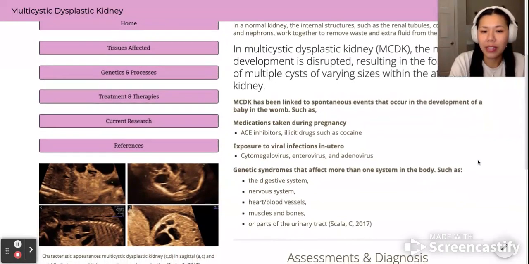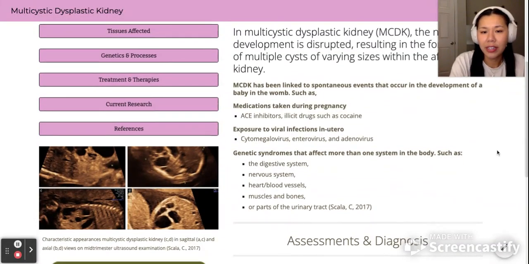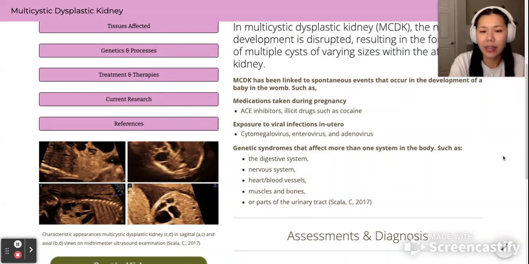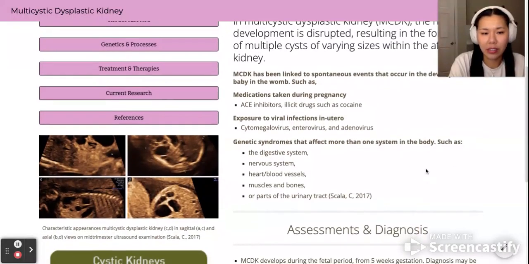While the cause of MCDK is unknown, it has been linked to certain spontaneous events that occur in the development of a baby in the womb during that embryogenesis stage. This can include medications taken during pregnancy, exposure to viral infections in utero, and even genetic syndromes or autoimmune diseases that can happen in the body, impact certain systems, and also lead to some renal disease.